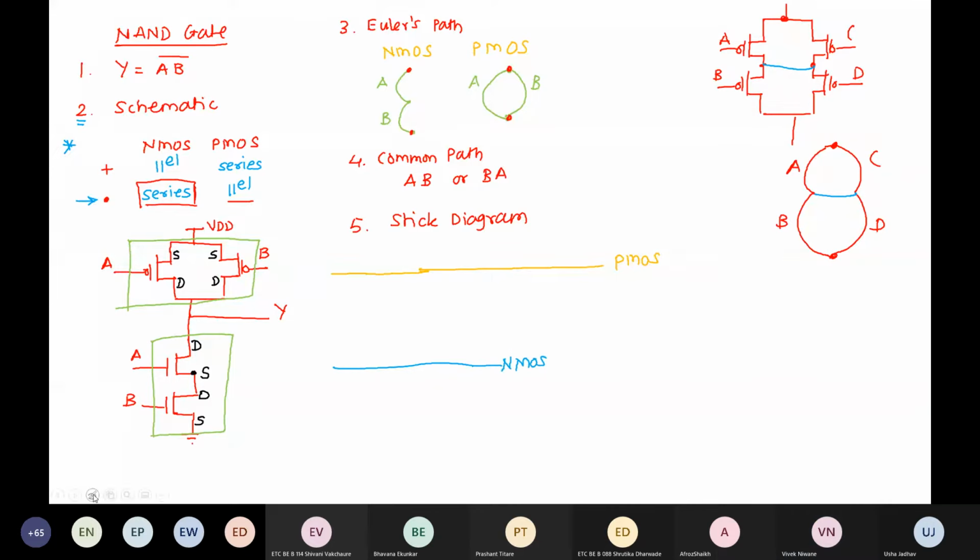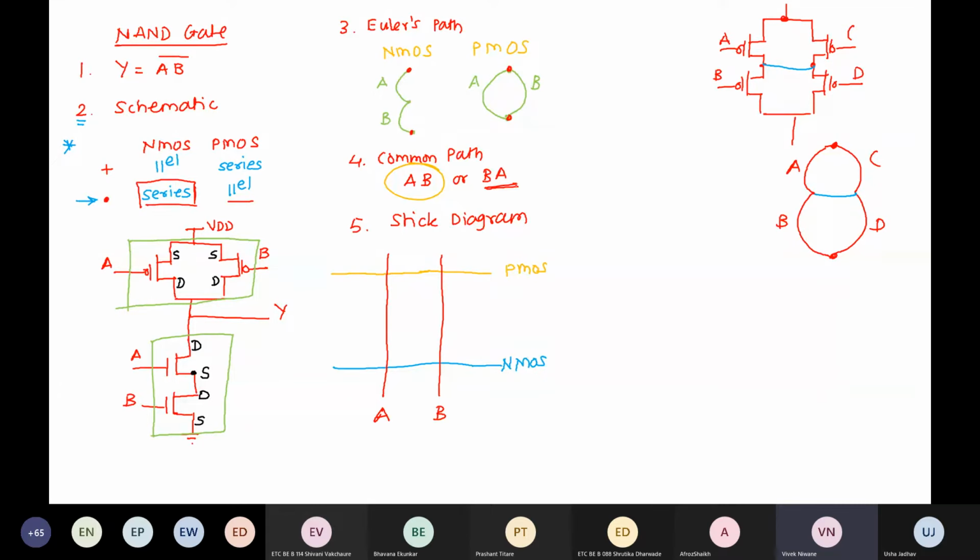I want to show you both designs. Okay, this is your PMOS. First option, if we choose AB as a common path. Okay, so how many inputs do we have? Two inputs. So two vertical lines and its name will be AB.